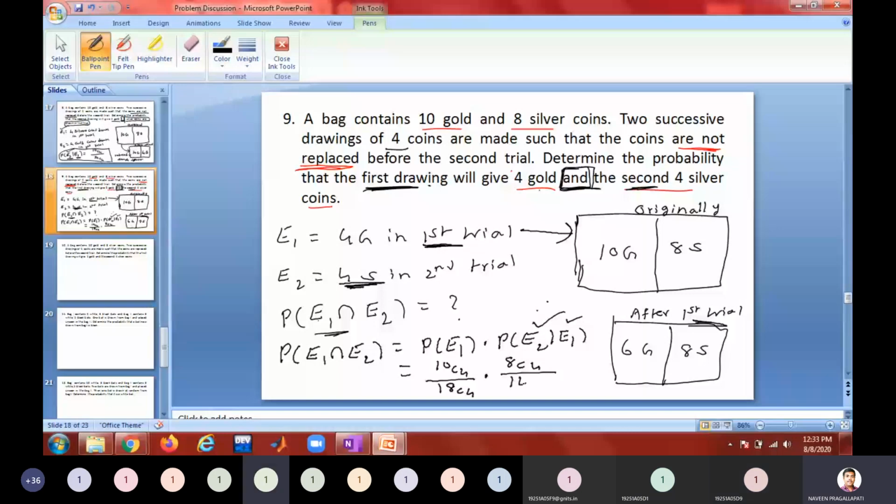Yes, sir. Okay, so read the problem 2-3 times. I'm repeatedly telling, read the problem 2-3 times, how the question is asked. Okay. Now see the same problem again here.